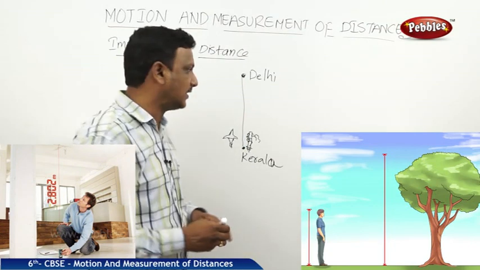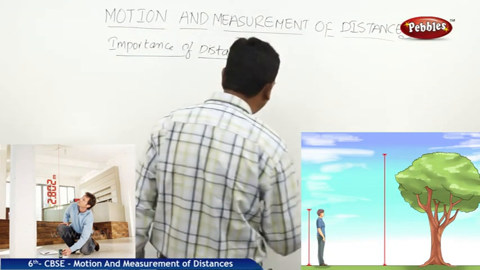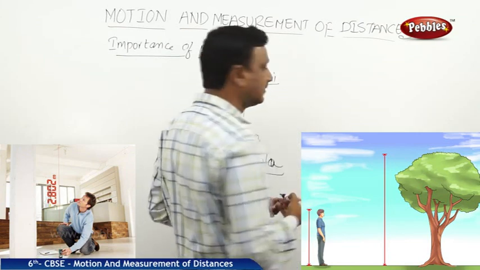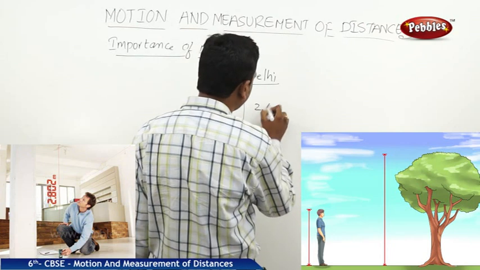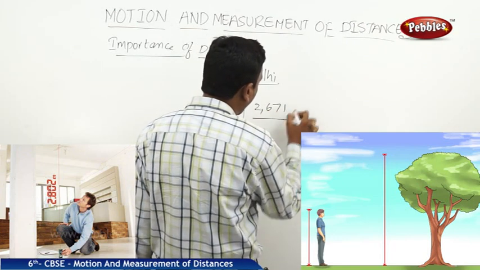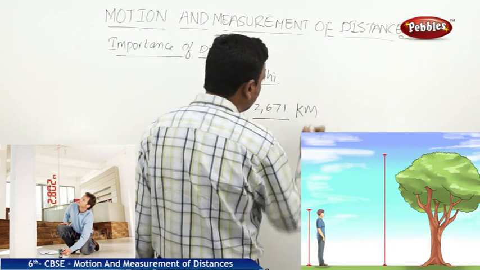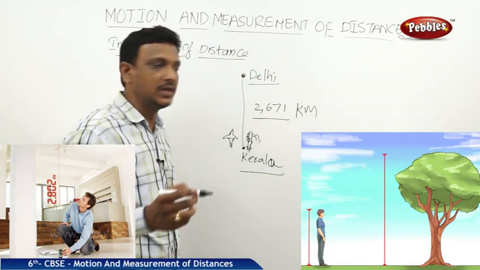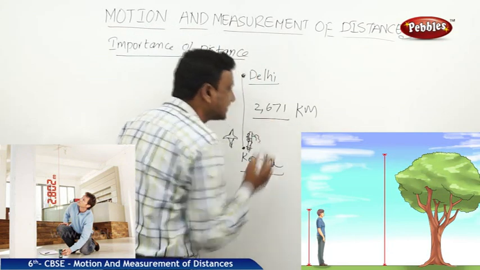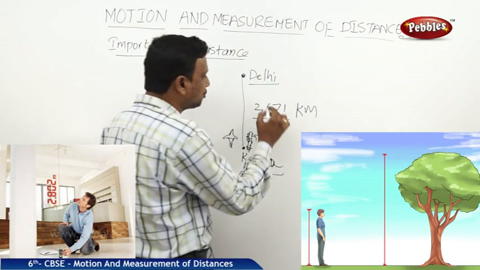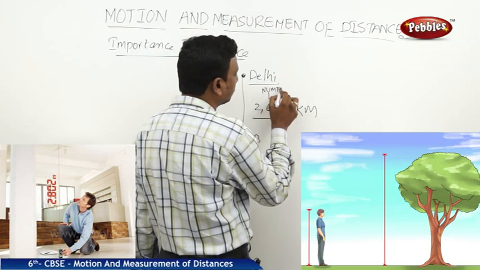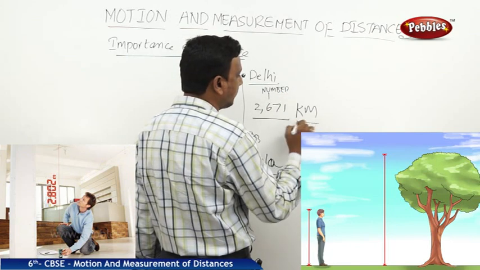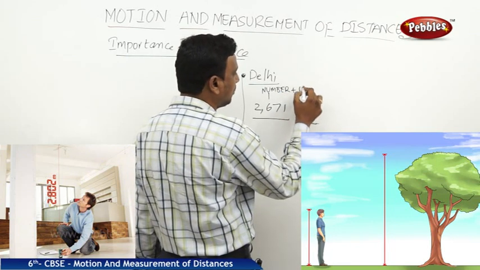But here you can notice one thing: it will show the distance from Kerala to Delhi. So what is the distance between Kerala and Delhi? It is 2671 kilometers. I googled it. If you Google it, you will come to know this distance. So what is given here? Two things are given: one is the number, and the other one is km, that is the unit.